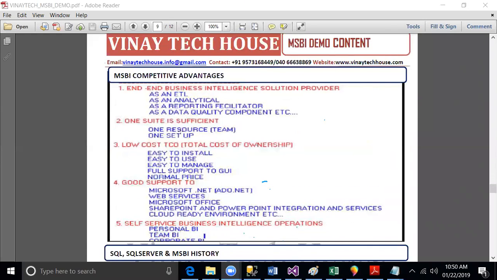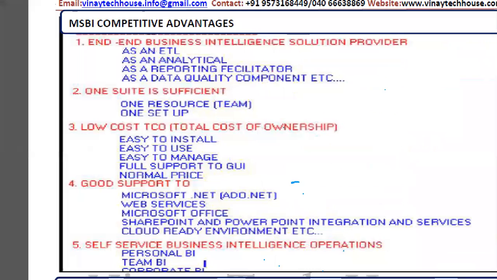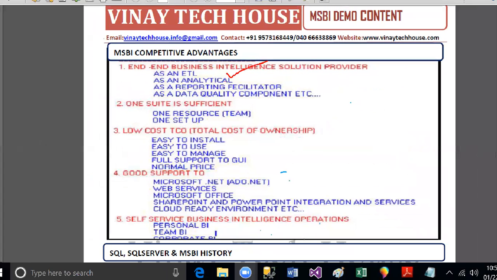Now, one suite is sufficient. The first one is end-to-end BI. Second one, single suite, because all components it has. Low cost. Don't bother about this word. Low cost indicates easy installation, easy usage, easy management, full support to graphical, and available with normal price.